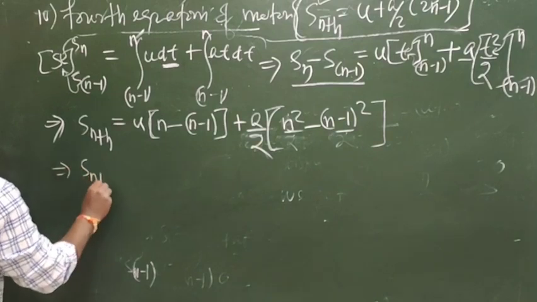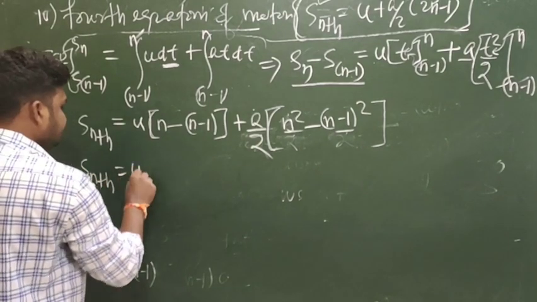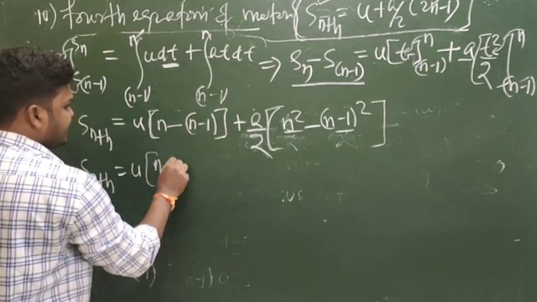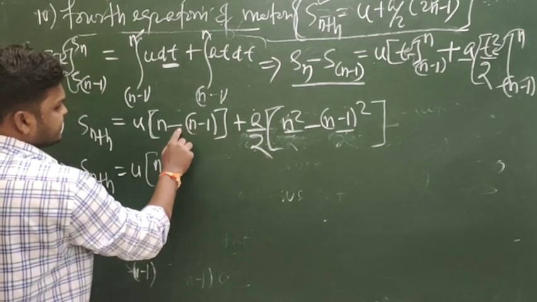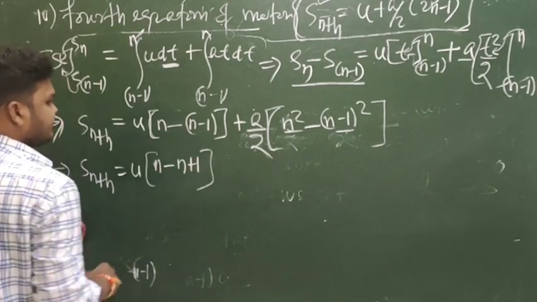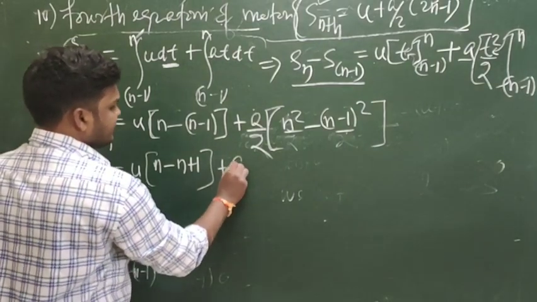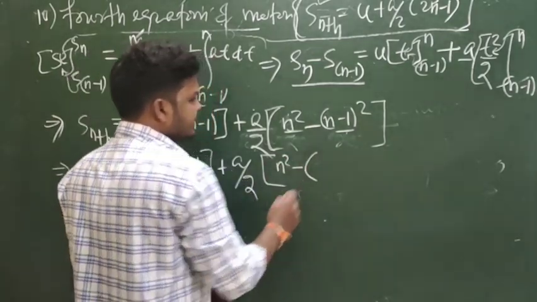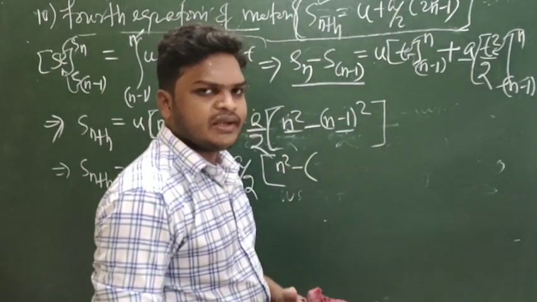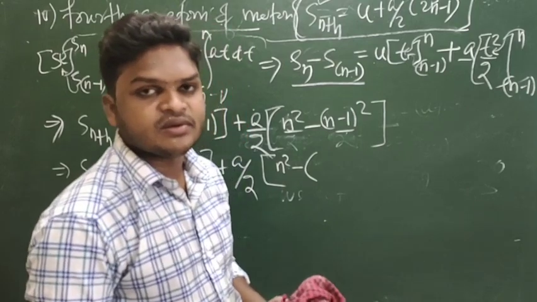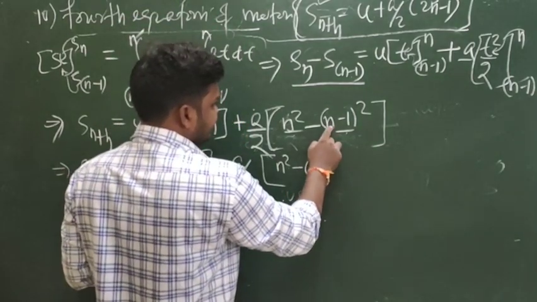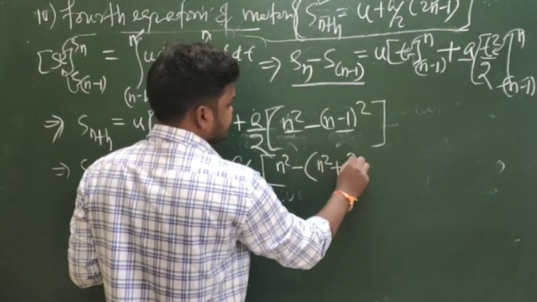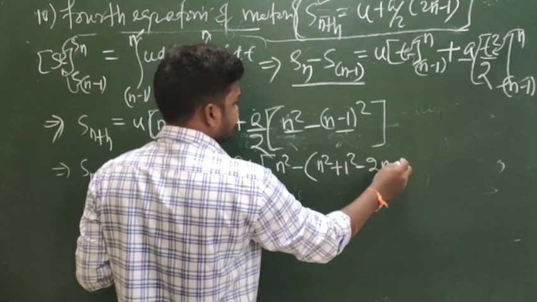Then finally S_nth is equal to u, and if we break this bracket then n minus n plus 1, plus a by 2. n square minus, instead of n minus 1 whole square we use the (a minus b) whole square formula, so a square plus b square minus 2ab means 2n.